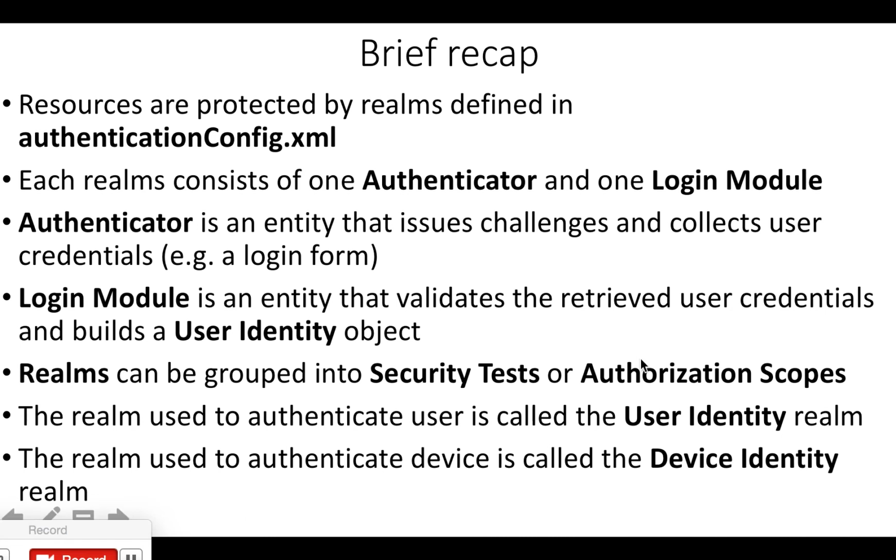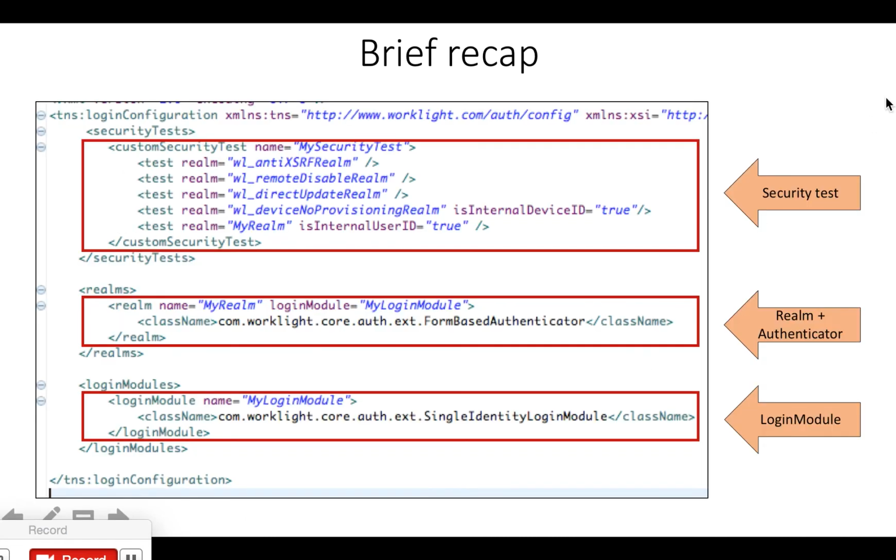So moving to the next slide, this is basically how it looks in the authentication config file. I'll actually start not with the top one, but from the middle. This is how you define a realm. In this sample, there's a realm defined called my realm. That's a custom realm. The definition says that this realm will use a login module called my login module. You will see it below.